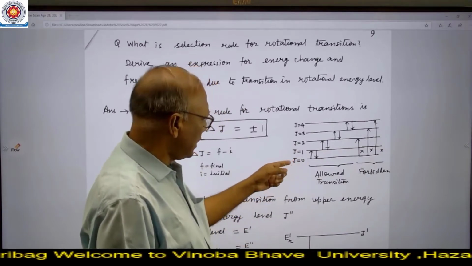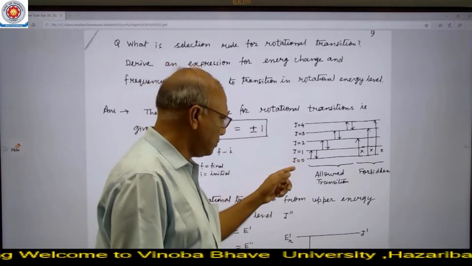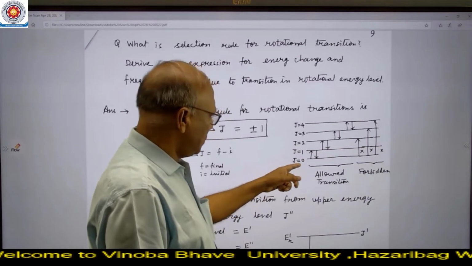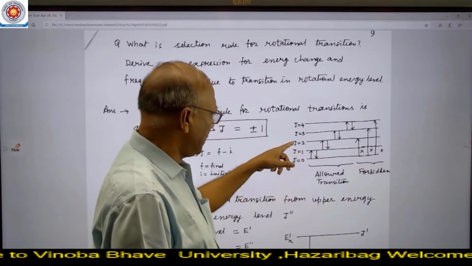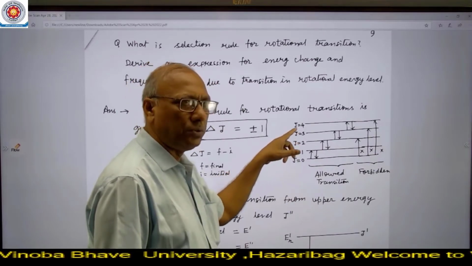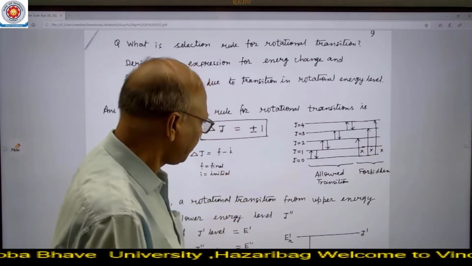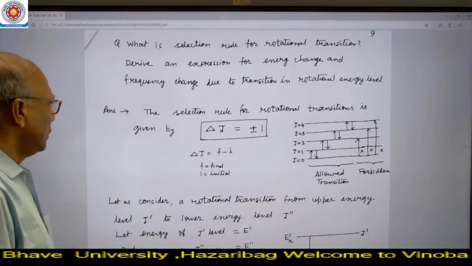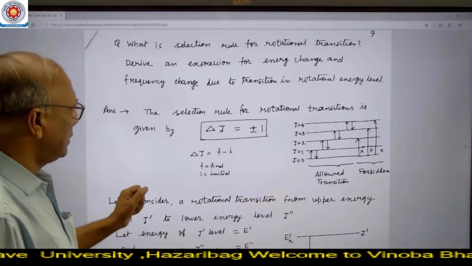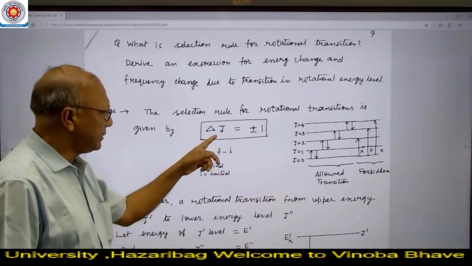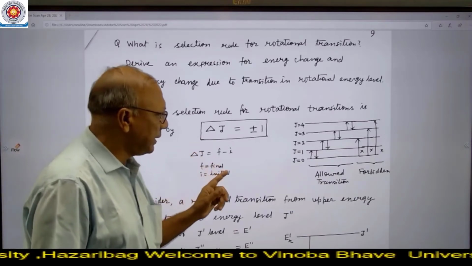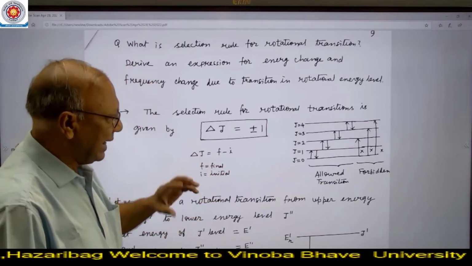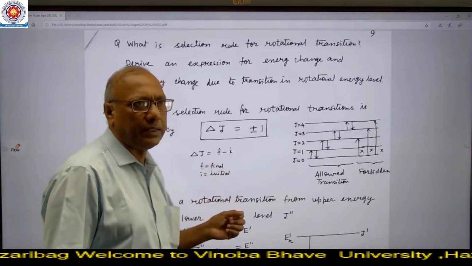Rotational energy levels are denoted by J. So, J equal to 0 means the first rotational energy level, J equal to 1, similarly J equal to 2, J equal to 3 and J equal to 4. Now, the selection rule for rotational transition is this one: delta J is equal to plus or minus 1. That is, the transition can take place among the adjacent rotational energy levels.